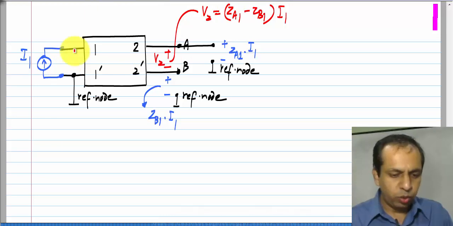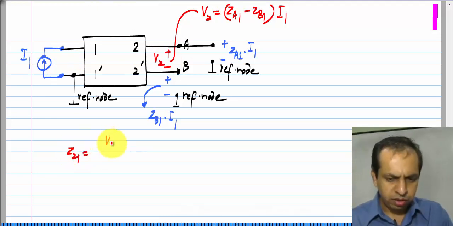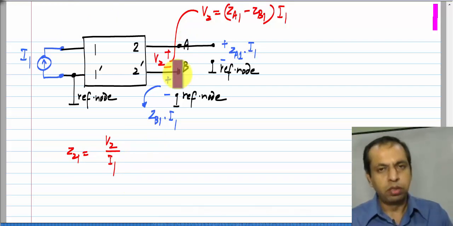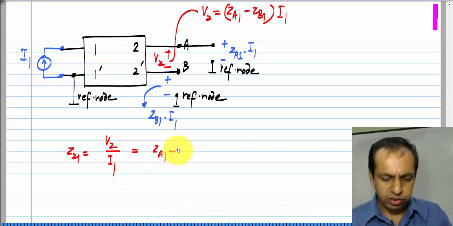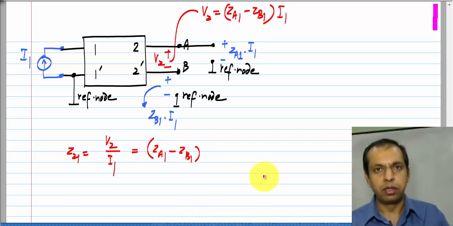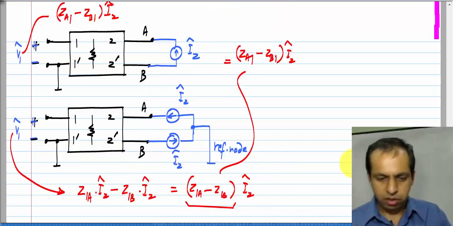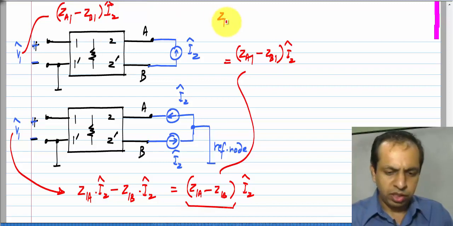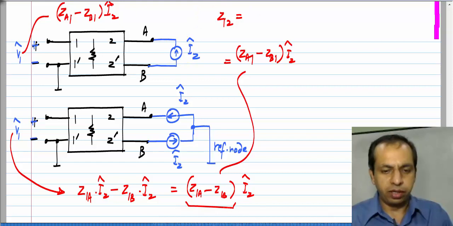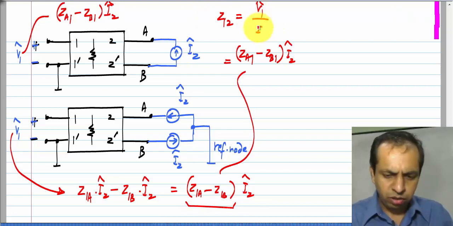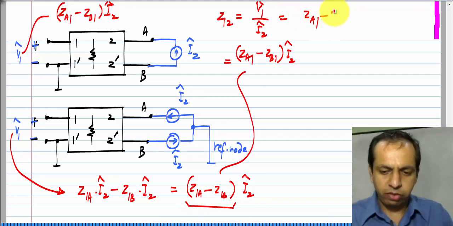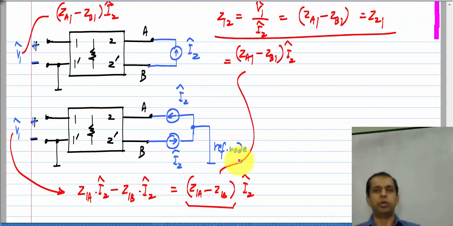the parameter Z21 will be V2 by I1 with port 2 open circuited, that is V2 by I1 in this circuit, which turns out to be ZA1 minus ZB1. Okay. And the parameter Z12 would be V1 hat by I2 hat in this circuit, which is also ZA1 minus ZB1. So, that is equal to Z21. Okay. So, by a simple extension, we can prove reciprocity for a general 4 terminal resistive 2 port.